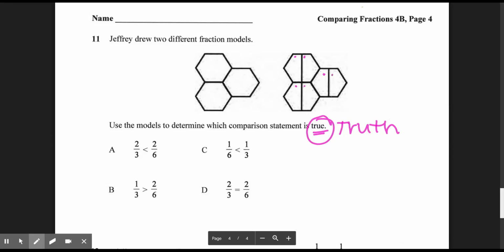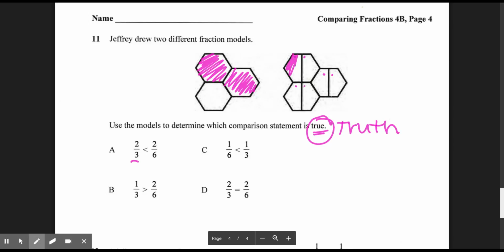A says 2/3, and it's pointing to 2/6. So it's saying less than. 2/3 is less than 2/6. So let's use our models and let's shade that. So we have 1/3, 2/3. So that represents the 2/3.